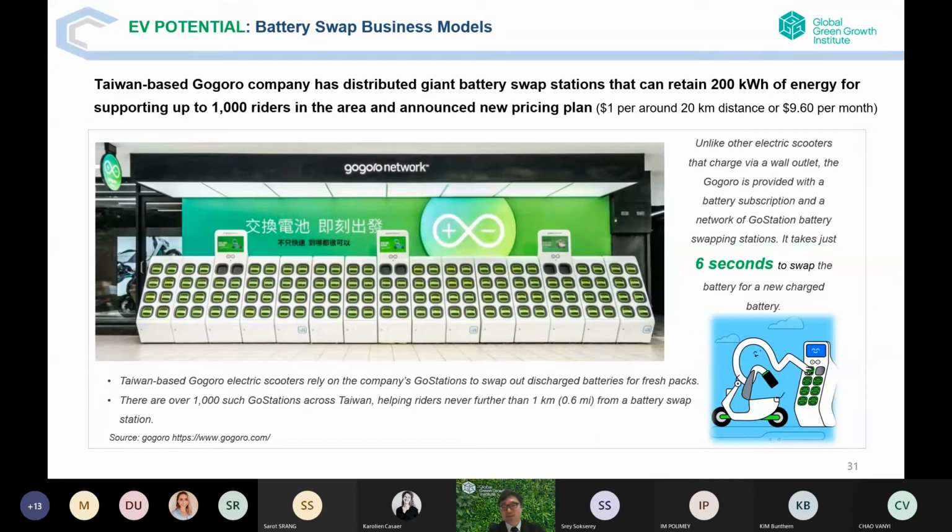Unlike other electric scooters that charge via a small outlet, Gogoro provides a battery subscription and a network, which they call the Go Station, a battery swapping station. It takes just 6 seconds to swap the battery for a newly charged one. So it is a quite innovative business model. At the first stage, nobody knew whether it would be successful or not, but it is said to be a very successful model in Taiwan. Cambodia also has big potential to create this kind of business model.